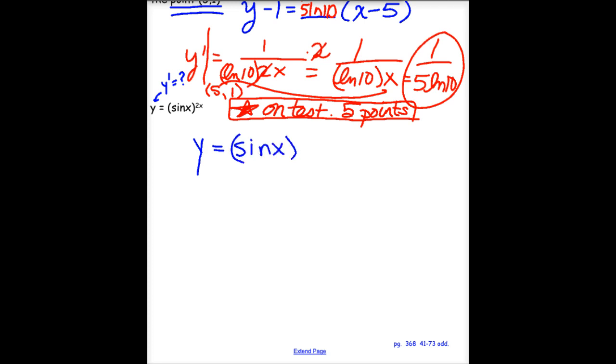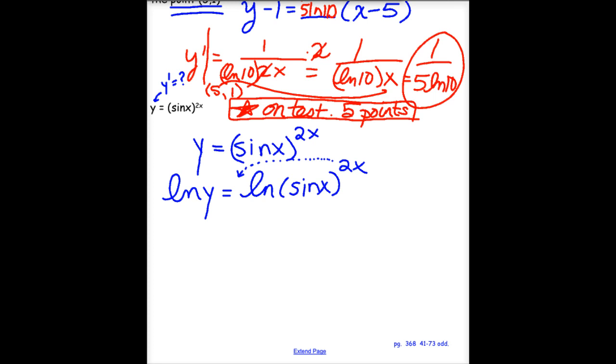When the variable is in the exponent, we almost always get it out. In order to do that, we must take a log of both sides. Our best friend in log world is ln. Our second best friend is log base 10, but ln is the winner almost always. So we're going to take the natural log of both sides. That is going to allow us to put the exponent out front.